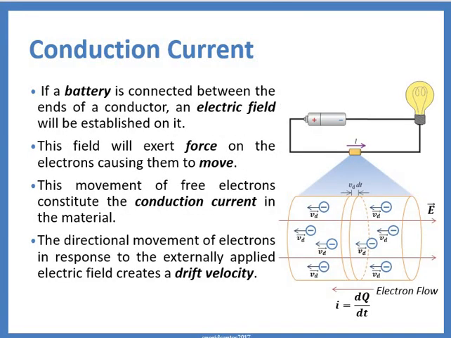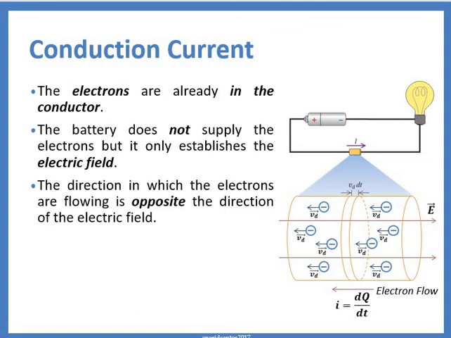However, if you place a battery between the terminals of a conductor, an electric field will be established in it, which will exert a force on the charges, causing them to move. And this movement constitutes the conduction current. The directional movement of charges in response to the externally applied electric field creates a drift velocity. For conduction current, the battery does not supply the electrons, but instead, it only establishes the electric field that causes the electric charges to flow in its directional axis.